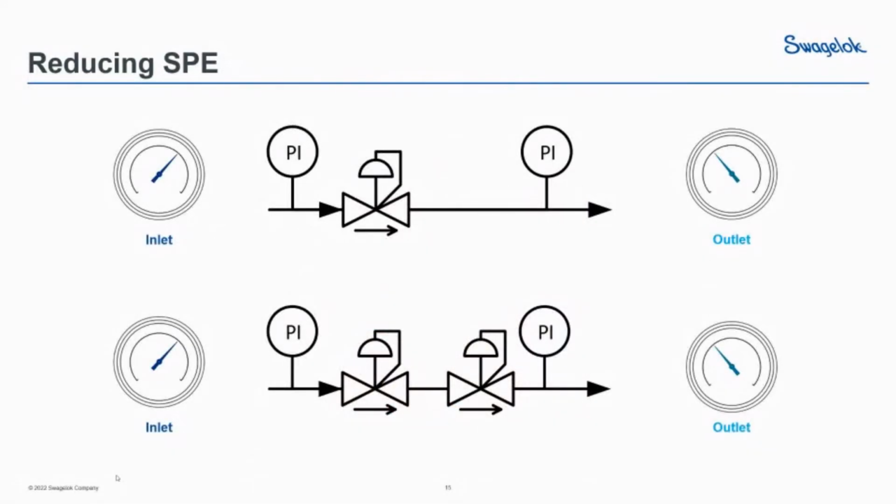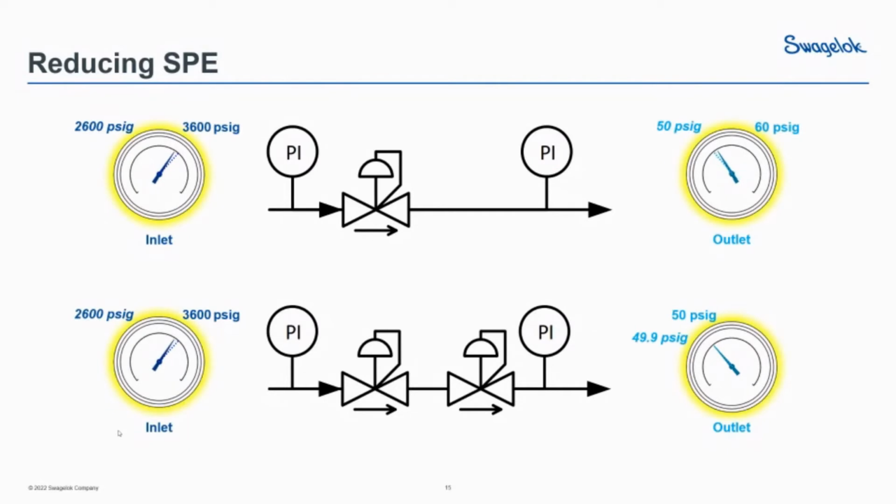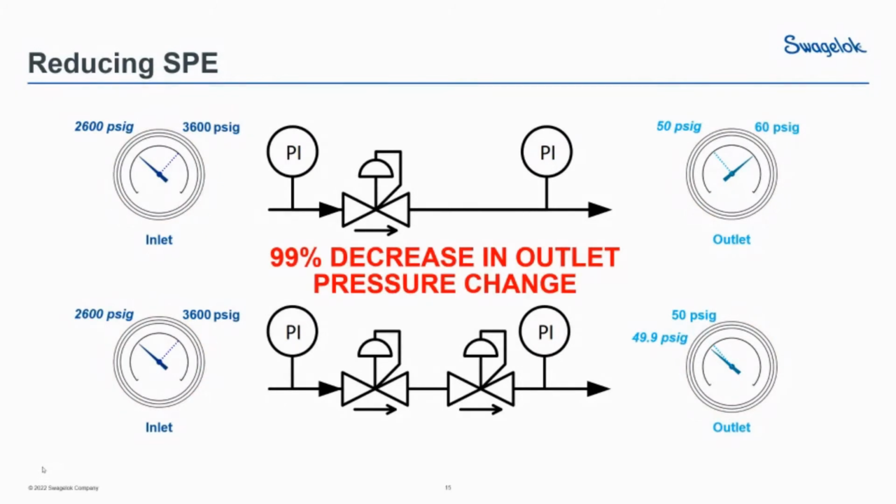So once again, to directly compare these two examples, we have our single stage regulator at the top and our dual stage regulator panel on the bottom. And this time we've scaled the outlet pressure gauges a little bit more appropriately. So we can see once again, for the same change in the inlet, the outlet pressure has changed from increasing by 10 psi to decreasing by 0.1. So just by adding one extra regulator to the system, we've achieved a 99% decrease in the change of outlet pressure. Very, very drastic increase in performance.